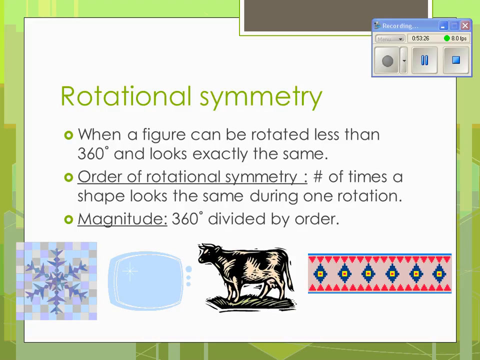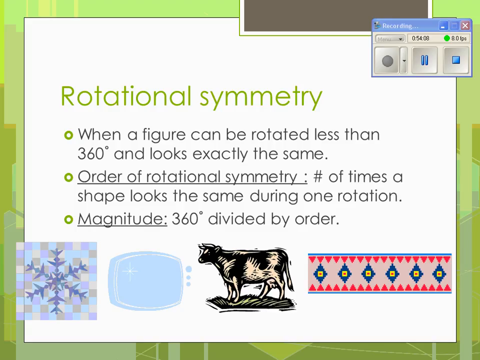Look at this snowflake picture up here. What's the order of that snowflake picture? 6. How do you find its magnitude? 360 divided by 6, what's that give you? 60. So order is 6, magnitude 60 degrees. The second picture, get rid of those dots over there on the side. What's the order of that one? How many times? That you're doing the magnitude. 2, and then so the order is 2. The magnitude is 180 degrees.